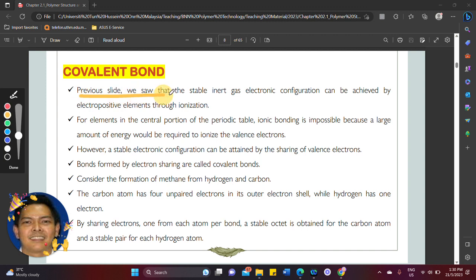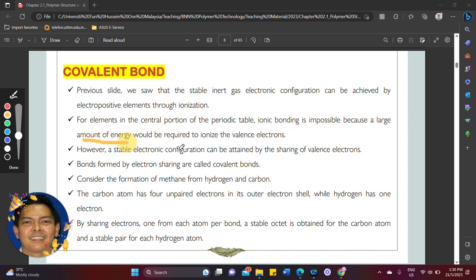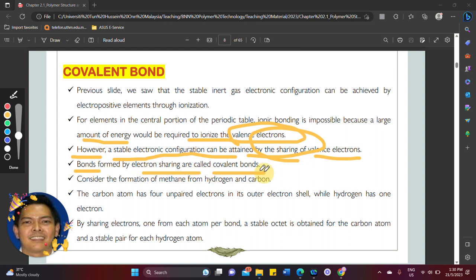In the previous slide, we saw that the stable inert gas electronic configuration can be achieved by electropositive elements through ionization. For elements in the central portion of the periodic table, ionic bonding is impossible because a large amount of energy would be required to ionize the valence electrons. However, a stable electronic configuration can be attained by sharing of valence electrons. Bonds formed by electron sharing are called covalent bonds.